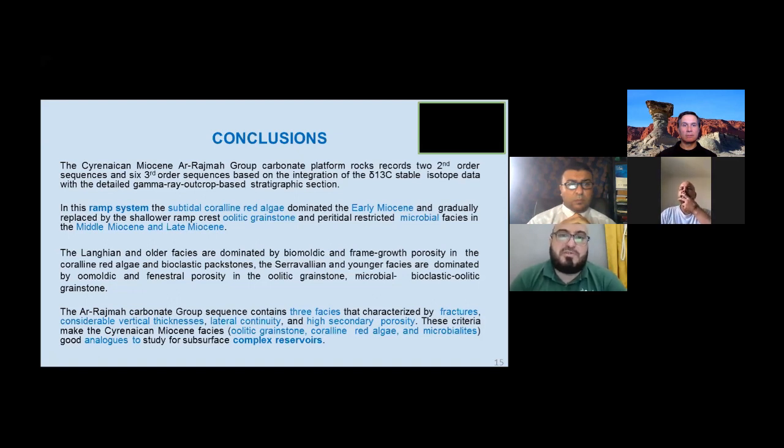The Ar-Rajmah Group sequence contains three phases, as we said, characterized by fractures, vertical thickness, lateral continuity, and high porosity. And also regarding the diagenesis, the highest average porosity occurred within the Middle Miocene, with constructive stages, not destructive, characterized by dissolution and fracturing, while the late Miocene has the lowest average porosity due to cementation.